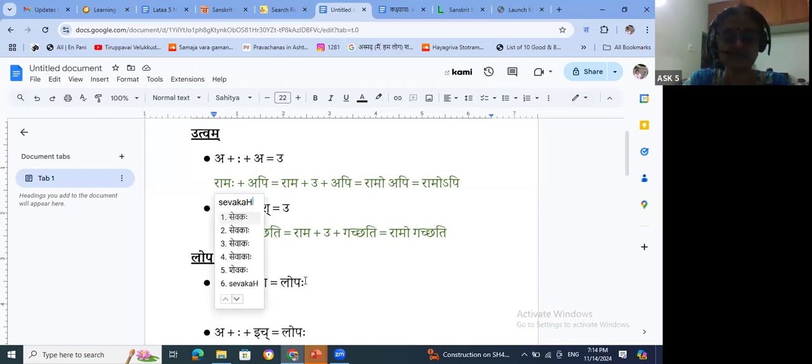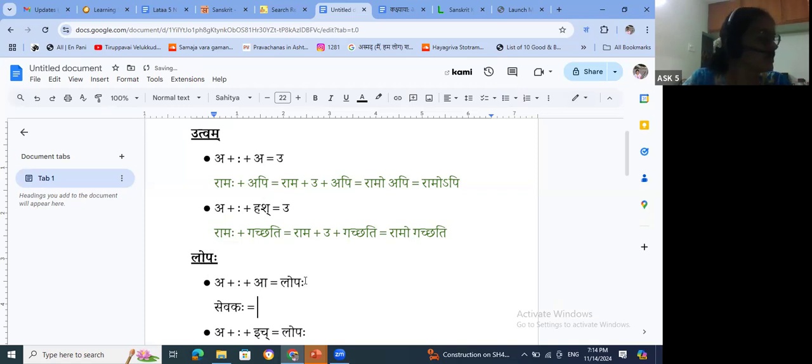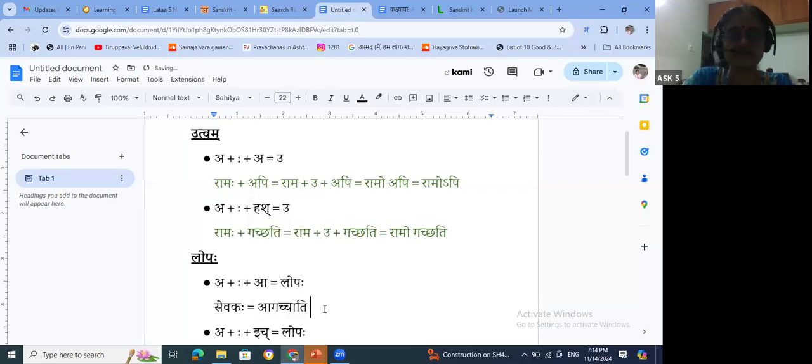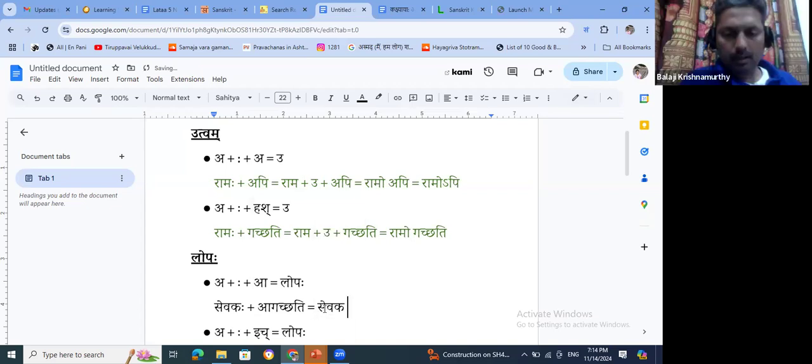One example, let's say, see an example. Sevakaha plus agachati. Here what happens? It will become Sevaka agachati.